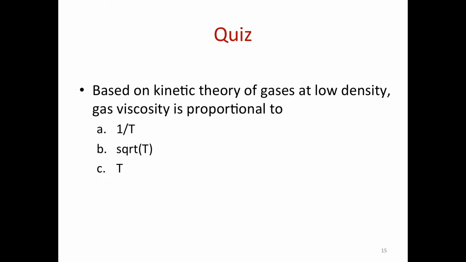Based on the formula we got, based on this kinetic theory of gases, gas viscosity is proportional to 1 over T, square root of T, or T? Square root of T. So this is how I want you to remember these, not the precise formula. If you want the precise formula, this is actually what it was. So P is just pi. This is mass of the molecule. This is diameter. This is Boltzmann constant and the microscopic temperature.